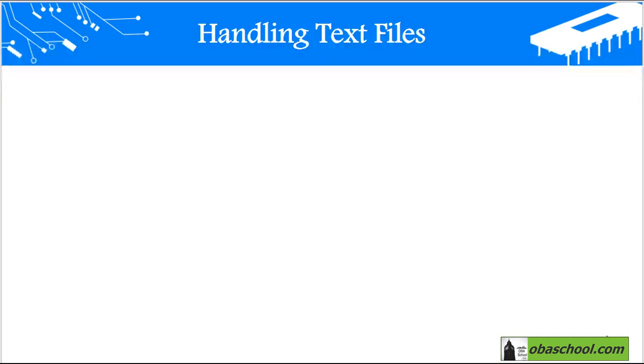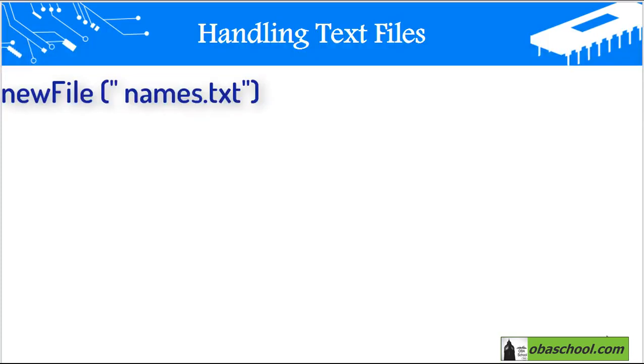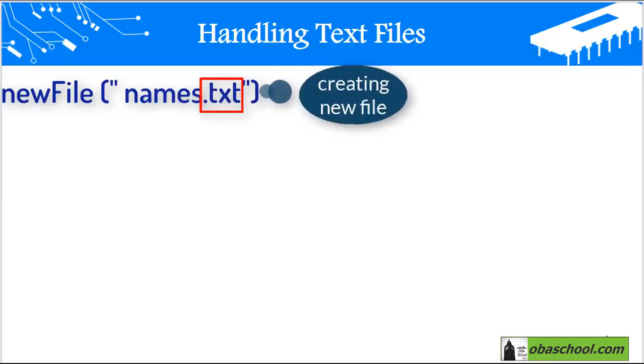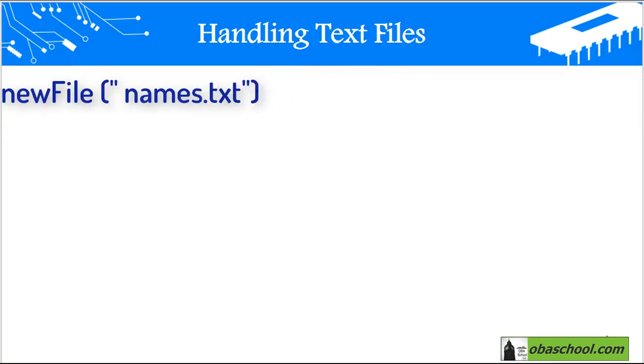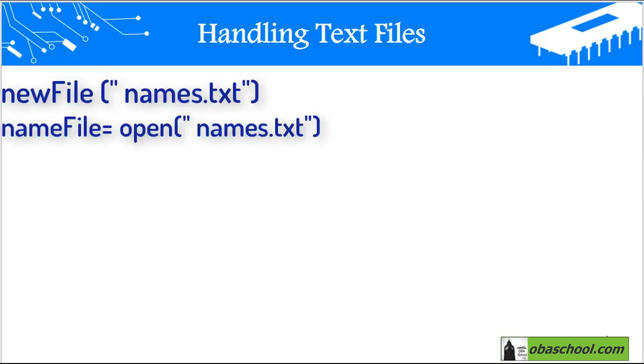So first we need to make a new file. We put a new file and we put between parentheses and quotations the name of the file we want to create and put beside it .txt, which means we are creating a new file. Then we put in variable name file a condition which is open and between brackets and quotations, the name of the text file we created, which is names.txt.